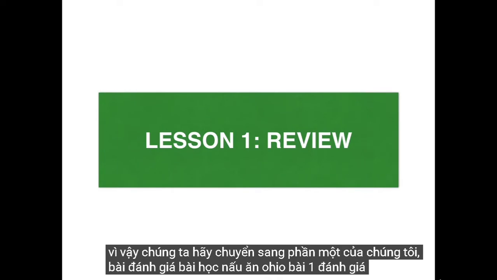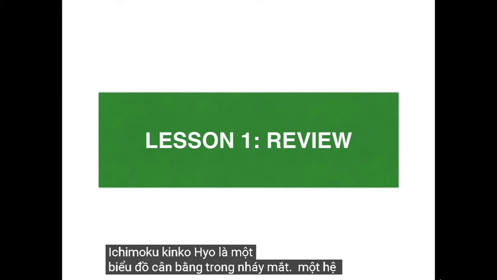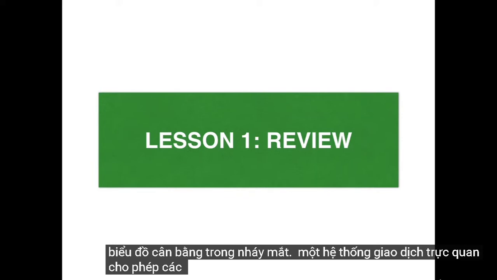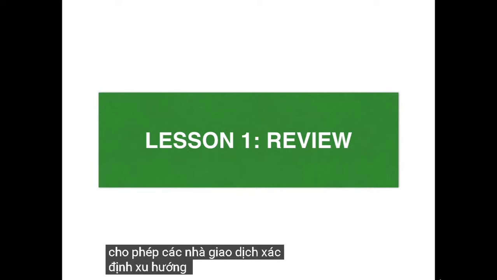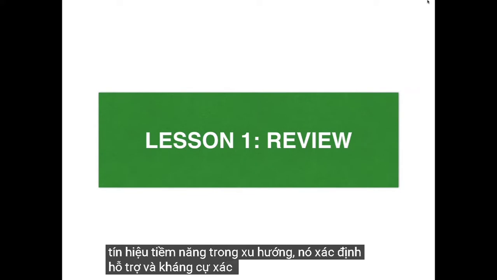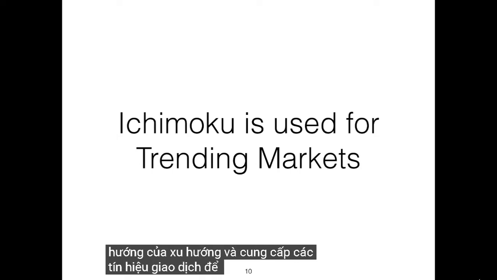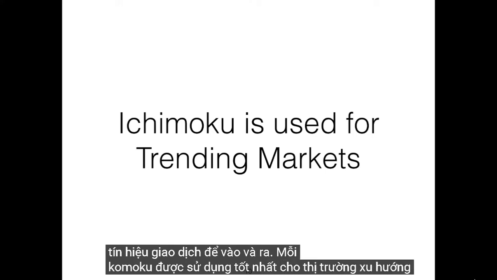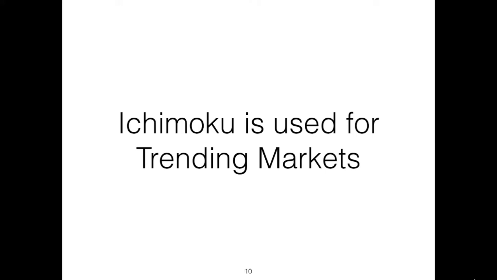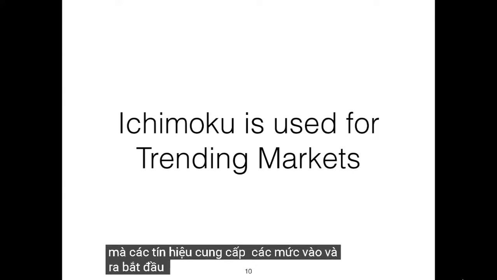Lesson 1, Review. Ichimoku Kinko-Hayo is a one-glance equilibrium chart. It is a visual trading system that allows traders to identify the trend and to look for potential signals within the trend. It identifies support and resistance, determines the direction of the trend, and provides trading signals for entry and exit. Ichimoku is best used for trending markets. The signals provide entry and exit levels that commence a trend.